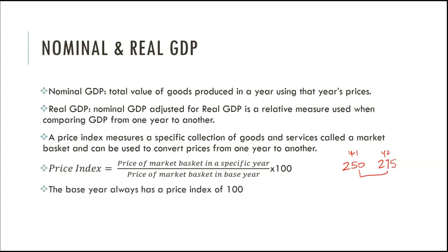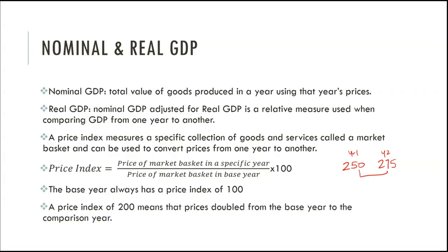So the base year always has a price index of 100. Anything higher than 100 means prices have gone up. Anything lower than 100 means prices are going down. If you have a price index of 200, that means prices doubled from the base year to the comparison year. They're 200%, twice as much.